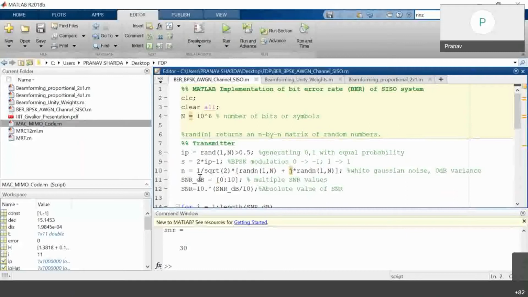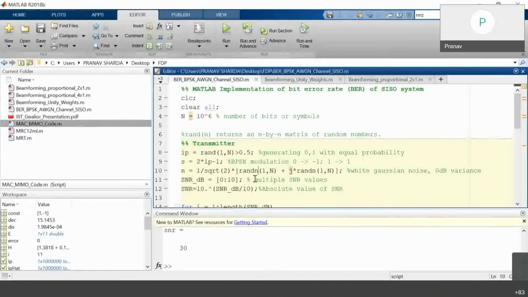So this factor of 1 by square root 2, it comes because of this 0 dB variance. You can see the comment that we are generating a white Gaussian noise with 0 dB variance. So this factor 1 by square root of 2 comes into account because of that. And this noise is of complex nature. See, this is some A plus iota B form, and it is of complex nature and random in nature, right?